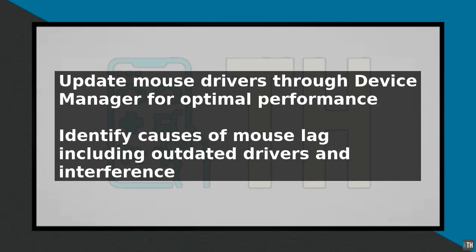To fix mouse lag and stutter in Windows 11, start by identifying the causes of the issue. Mouse lag and stutter can be caused by outdated or corrupt drivers, insufficient system resources, or interference from other devices. First, update your mouse drivers by opening the Device Manager, expanding the Mice and Other Pointing Devices section, right-clicking on your mouse device, and selecting Update Driver.